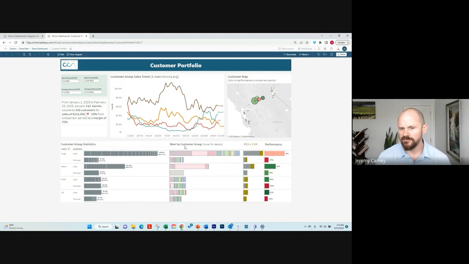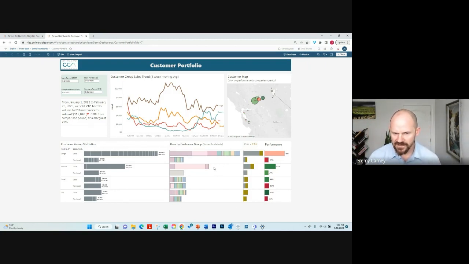Next up, we're going to look at what beers they are buying, and you'll see that they all buy a little bit different of our beer portfolio. If you were to hover over any of these, you would see what the different beer style is and what's important to them or not. I think just looking at here, we can see for large local customers, they buy a lot of our hazy IPA. This is one of our flagships.